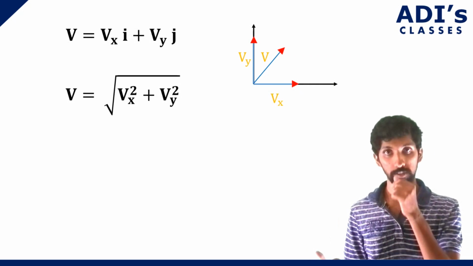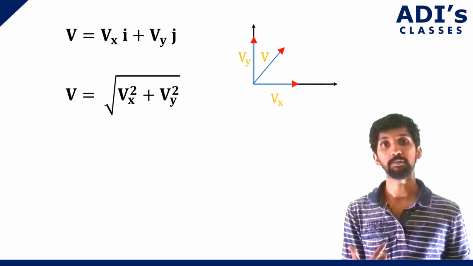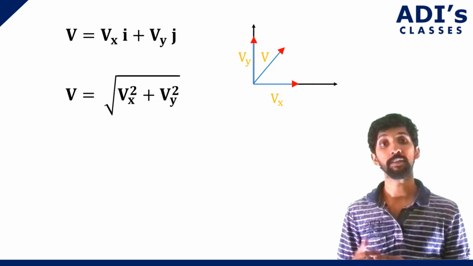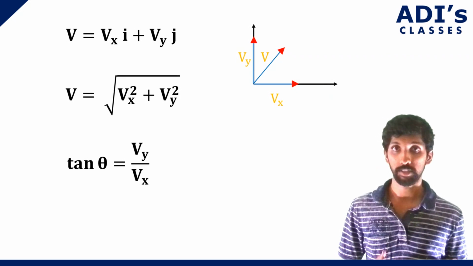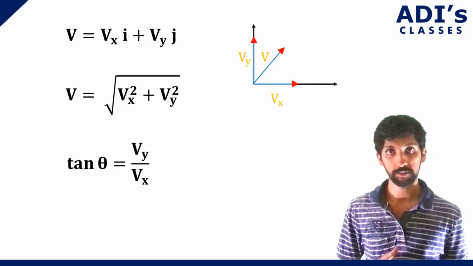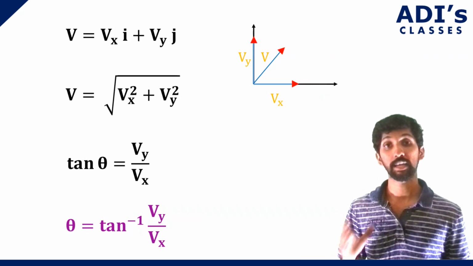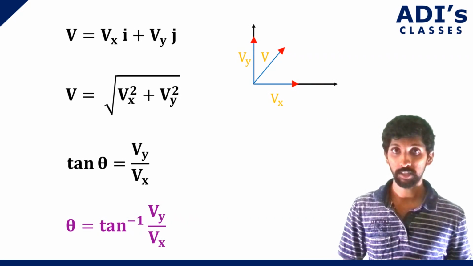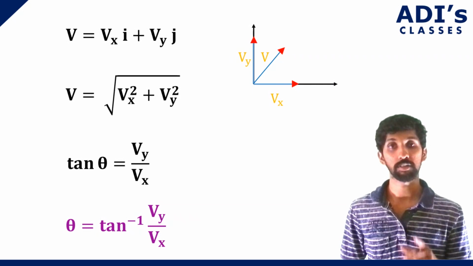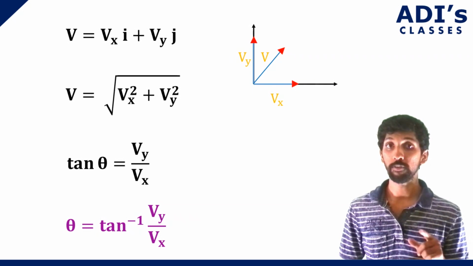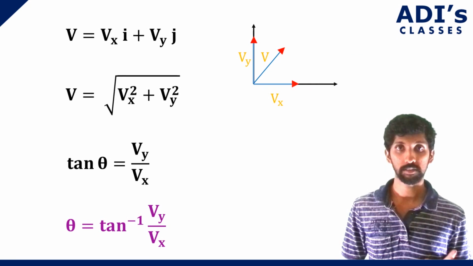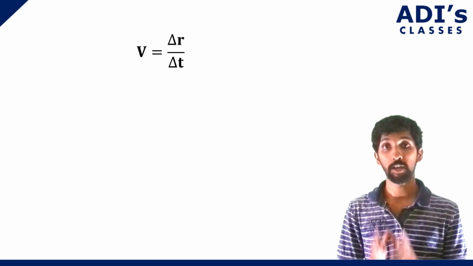Now if you look at the figure, you'll get the V value equal to root of Vx square plus Vy square, just like how we did for vectors. So tan theta is Vy by Vx, so theta is equal to tan inverse of Vy by Vx. Now this gives me velocity.